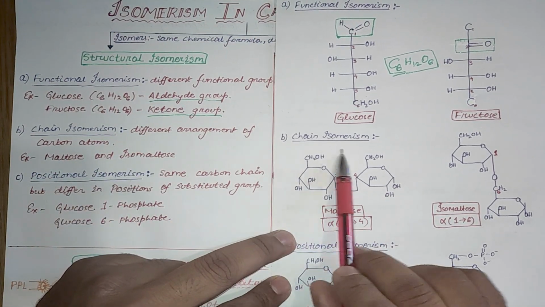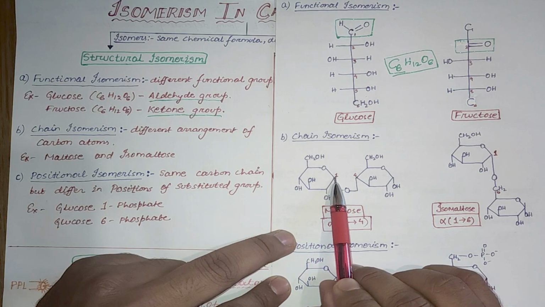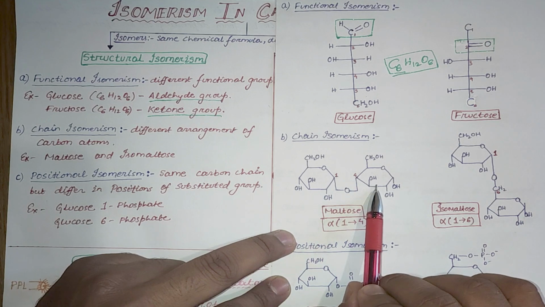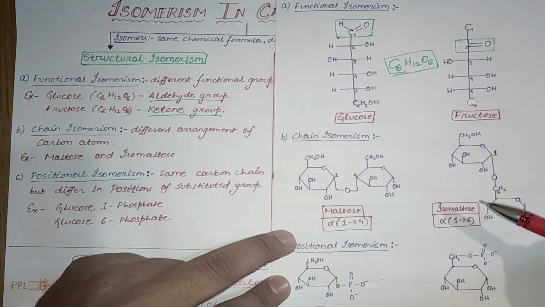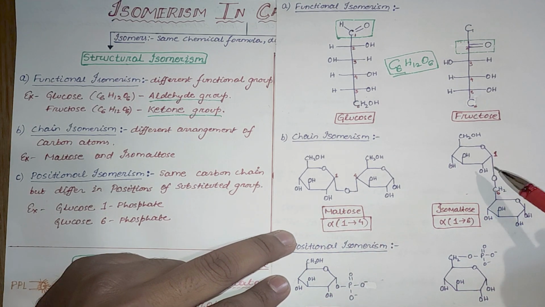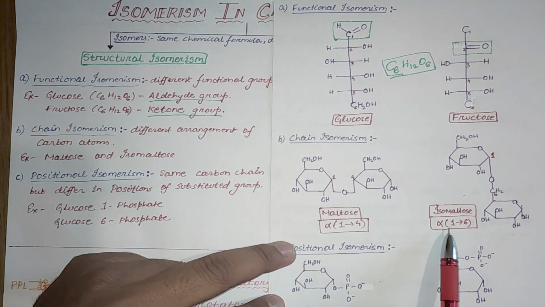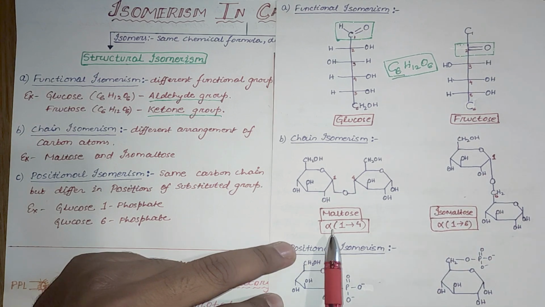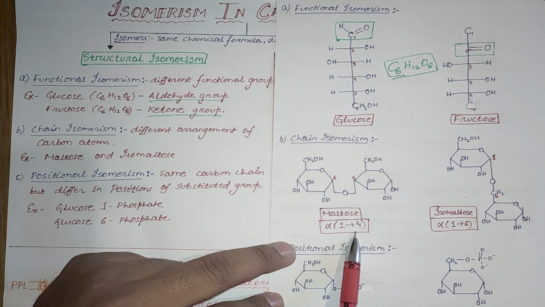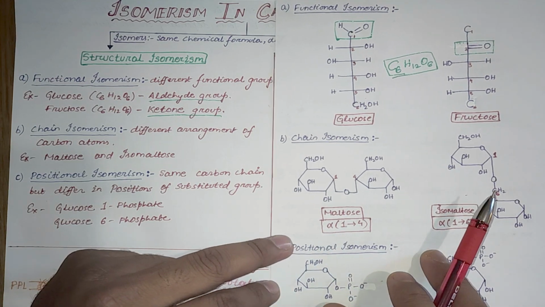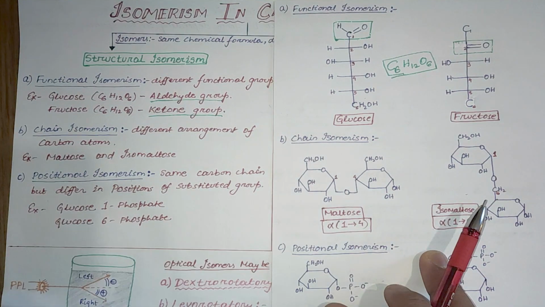Here the glycosidic bond in maltose is present between the first carbon and fourth carbon. Both of them are glucose molecules, but in isomaltose the bond is between the first carbon and sixth carbon. So the glycosidic bond is an alpha 1,6 bond in isomaltose and an alpha 1,4 glycosidic bond in maltose. This is the difference in chain isomerism.